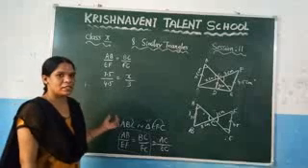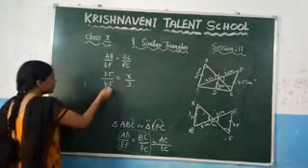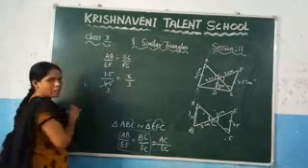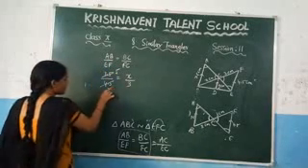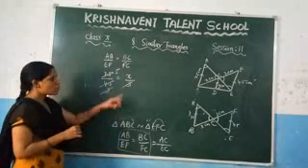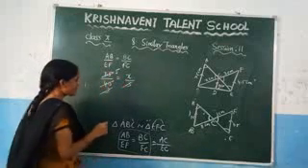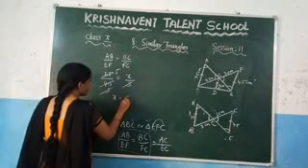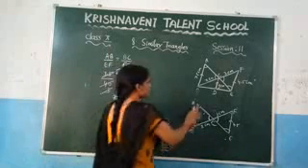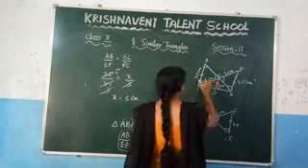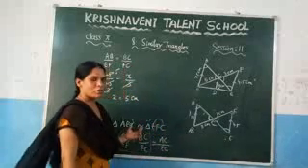Now just cancel here. What you will get: 5 times 3 is 15 and 5 times 4.5 is 22.5, and we know that this 3 we can cancel. So what is the value of x, which is nothing but 5. So here we got the value of x as 5 centimeters. So in place of x here, you can write 5. So you got the length of x.